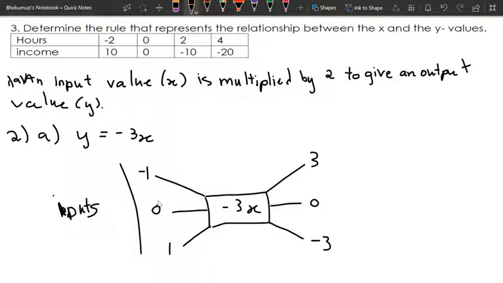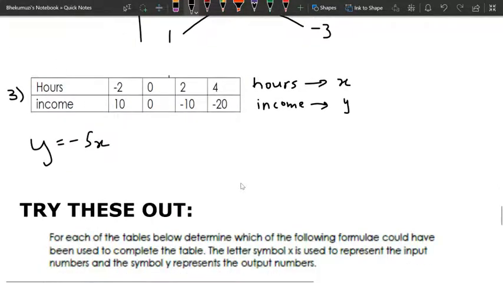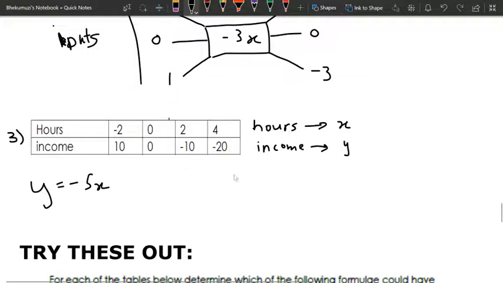But when we say it's negative 1 times negative 3, I said negative 3x to signify that we are taking into account the formula that they did give us, and we do know that the inputs are x. So it's negative 1 times negative 3, and that gives us 3. If it's 0 times negative 3, it's 0, and if it's 1 times negative 3, it's negative 3. And so the last question here, they wanted us to find the equation.